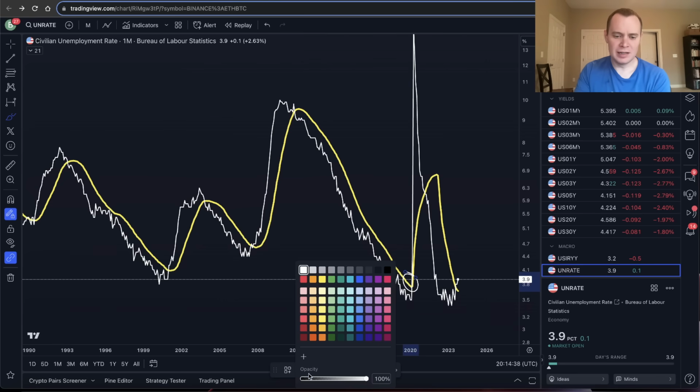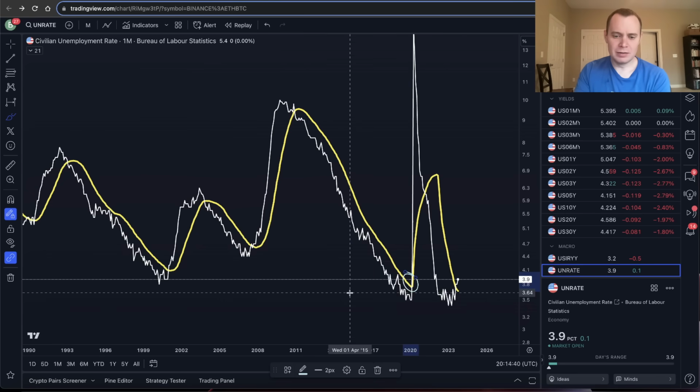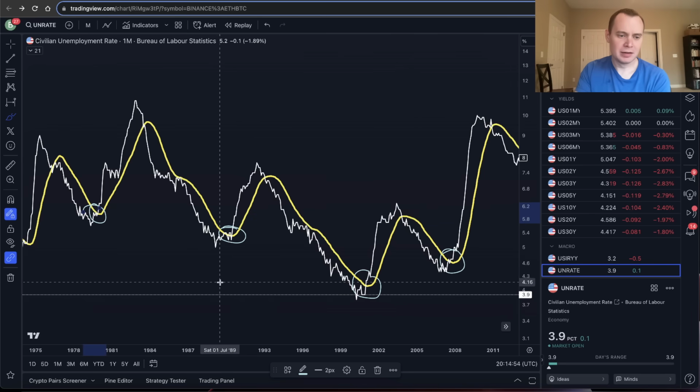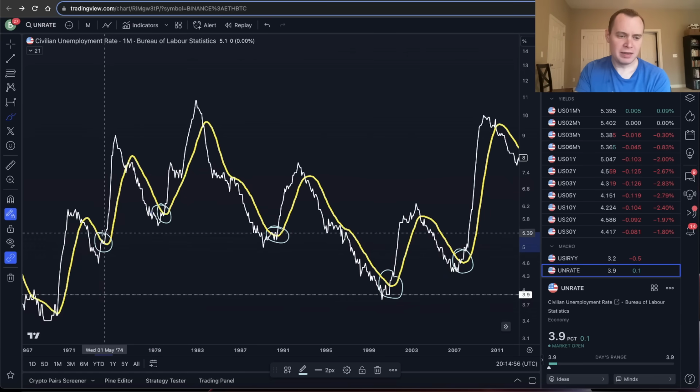It did not hang out at all at that level. Here, it broke through, it just kept on going. Here, it broke through, it kept on going. When it broke through right here, it hesitated for a little bit, but it still eventually kept on going. Here, kept on going. Here, same thing, right?